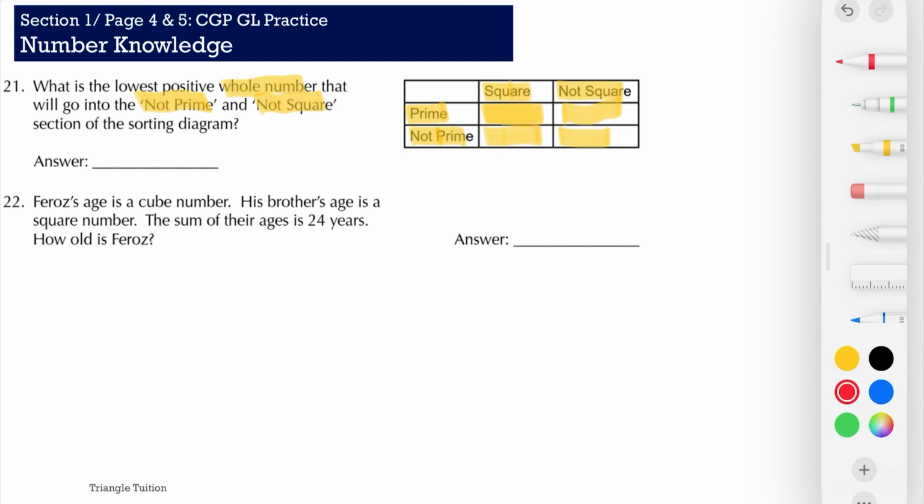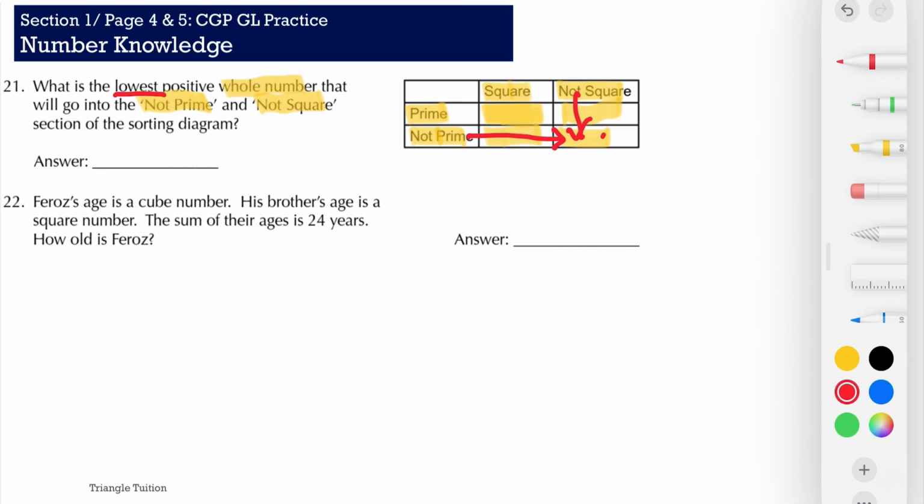The question here is, what's the lowest positive whole number that will go into not prime, not square of this one. So let's look at first, what's our step number one? We need to list our prime numbers. What are the prime numbers?